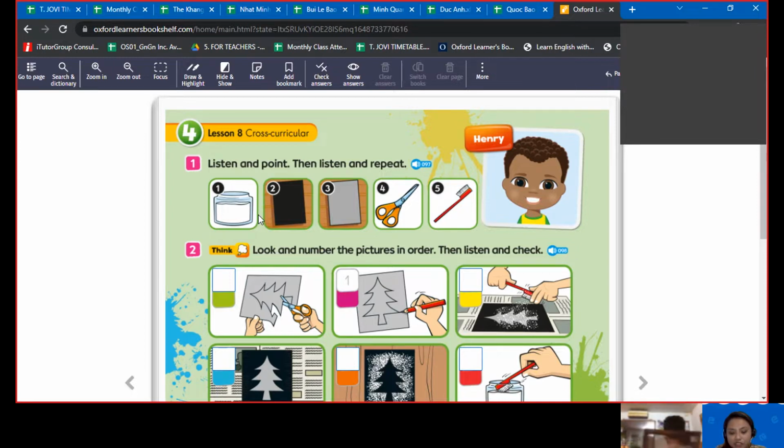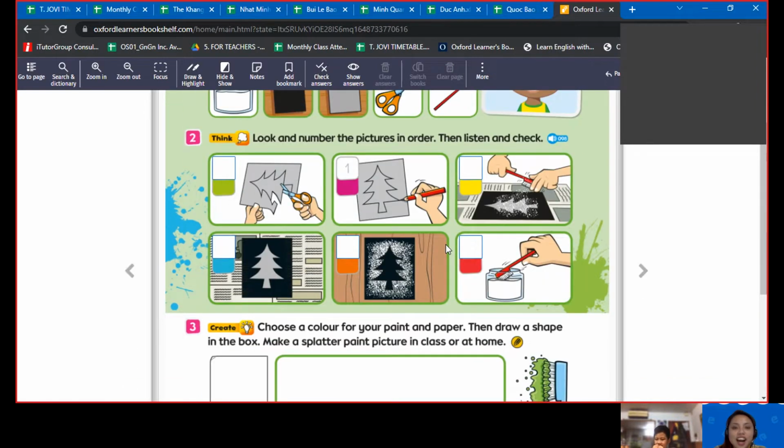Next, card. Card. Car. Card. For scissor. Scissor. Again, scissor. Good job. Okay, very good. And then we have toothbrush. Toothbrush. One more. Toothbrush. Good job. Okay, so there you go. That's amazing.